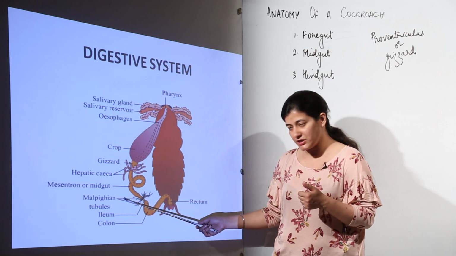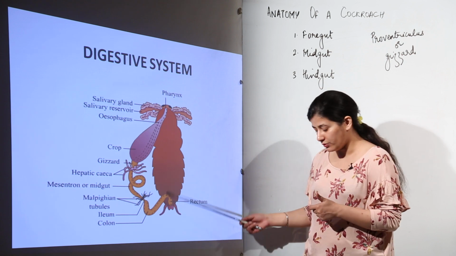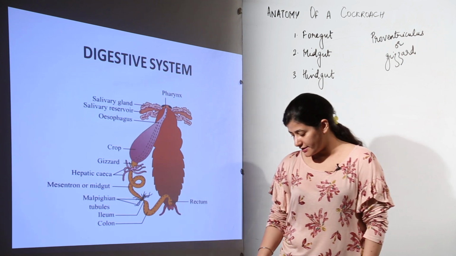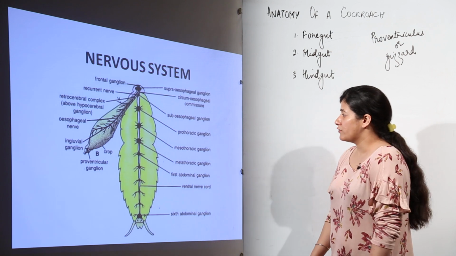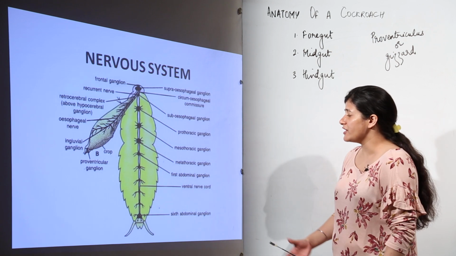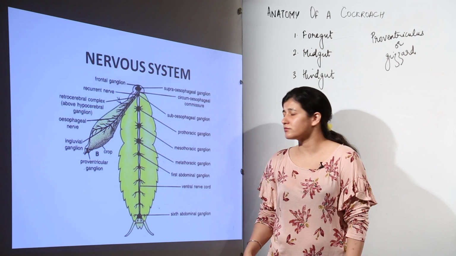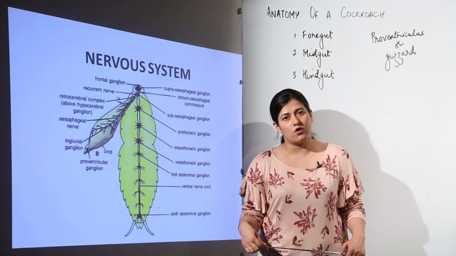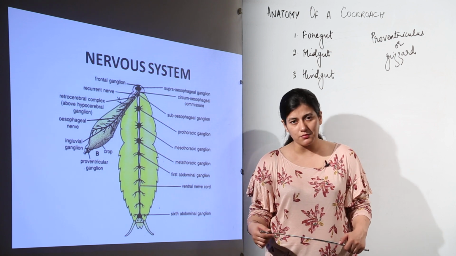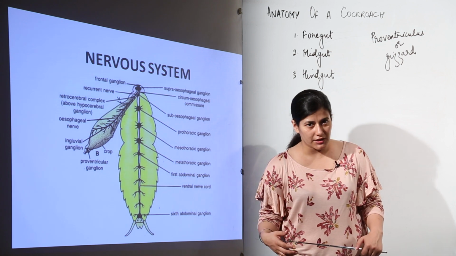Whatever excretory material would be formed inside the body, that would be thrown in the alimentary canal itself. Moving further, we have the nervous system of cockroach. Now if I say that if you cut the head of a cockroach, it is going to survive for another 10 days. What is the reason? Because it is having segmentation.